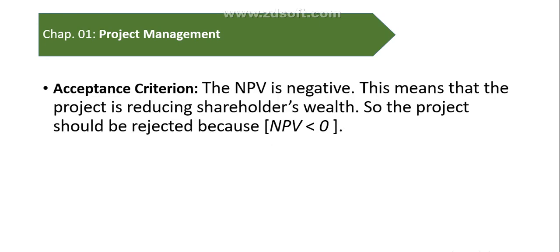So here, see, the NPV is negative. This means that the project is reducing the shareholder wealth. So the project should be rejected because NPV is less than 0.